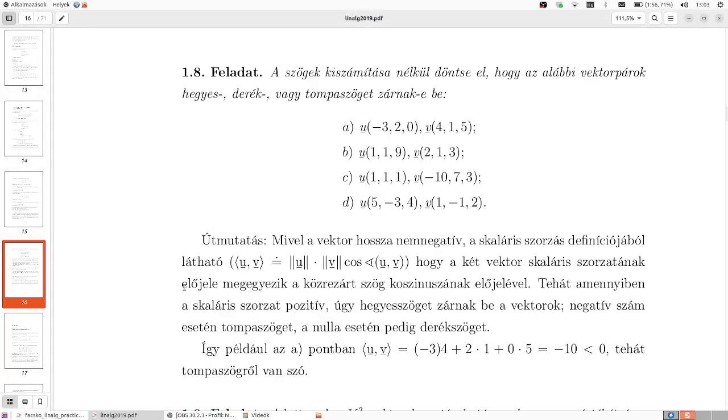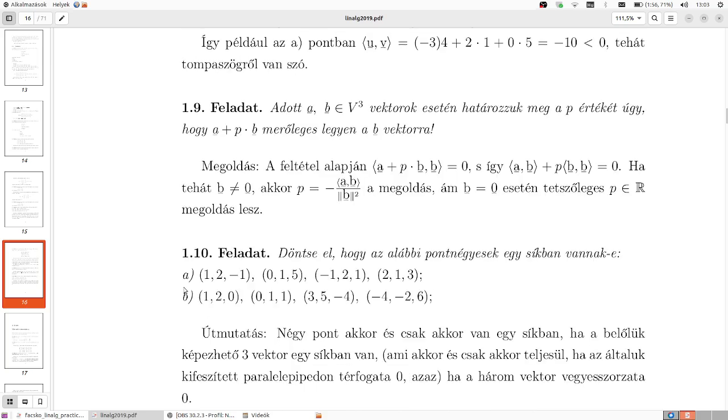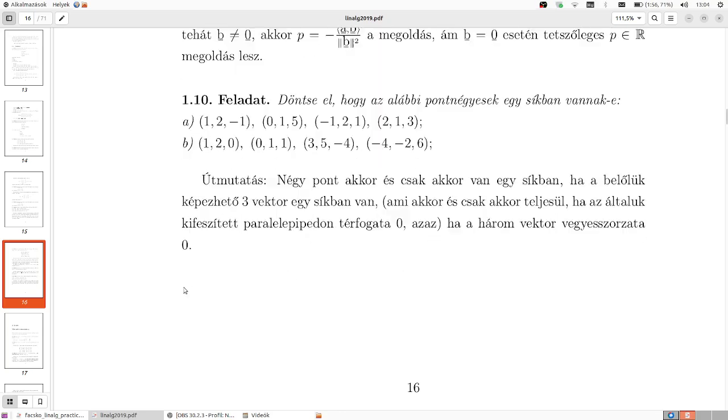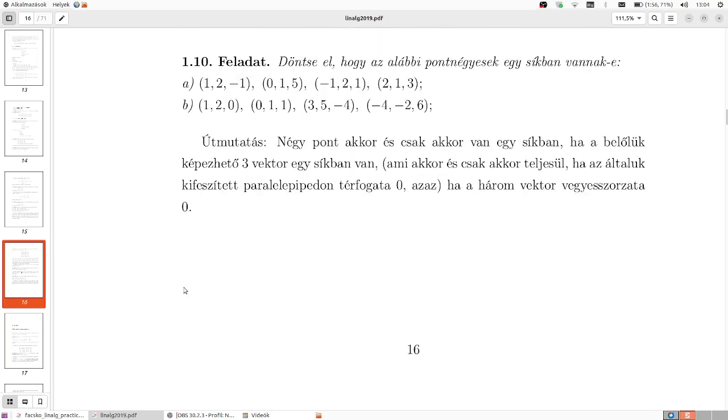Okay, so this task is interesting. Also interesting. This is more interesting. We should decide whether these points are in the same plane. So now we have 4 points, not 3. And 3 could be in one plane, but perhaps one of them is not.